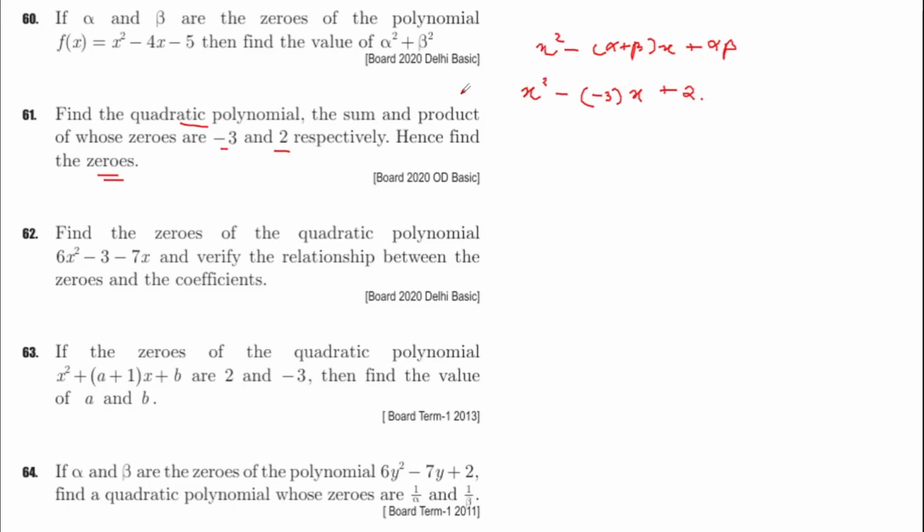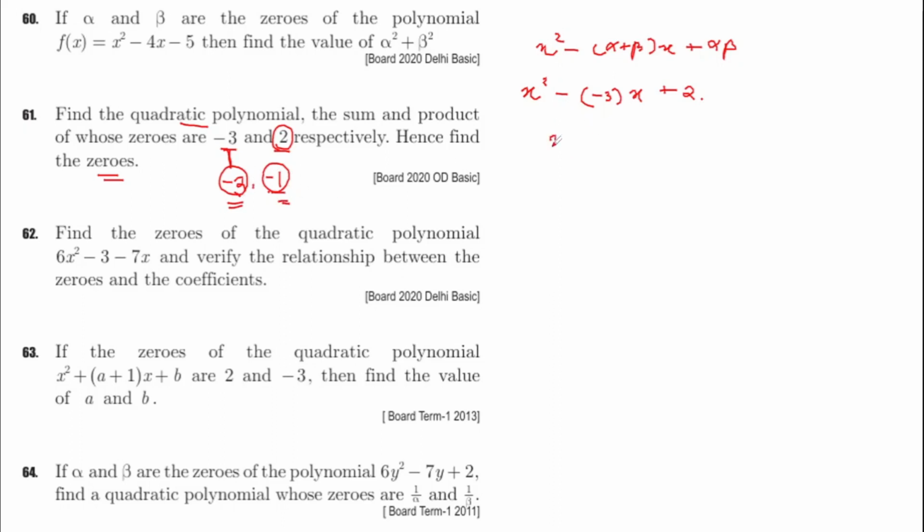and alpha into beta is already given as 2. Okay? So if you ask me this question, then I can say that this is minus 3, that means minus 2 and minus 1 are added and you get minus 3, and minus 2 and minus 1 get multiplied and you get plus 2. So the zeros are minus 2 and minus 1. Okay. So after solving so many questions, you will acquire such kind of knowledge that just seeing the question you can get the answer. Okay. So minus 2 and minus 1 will be the answer, but let's try to solve this properly.